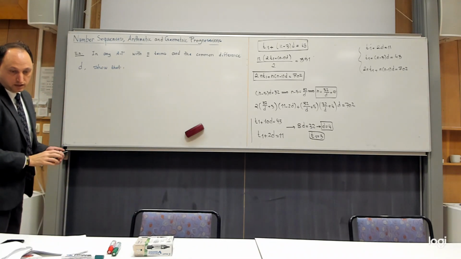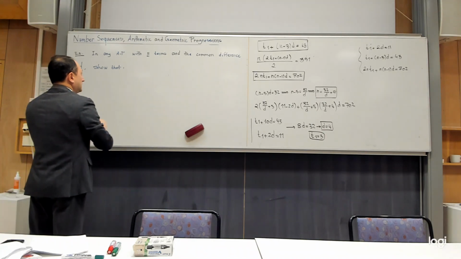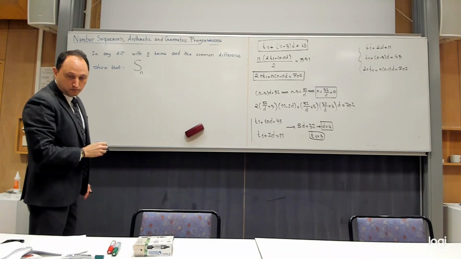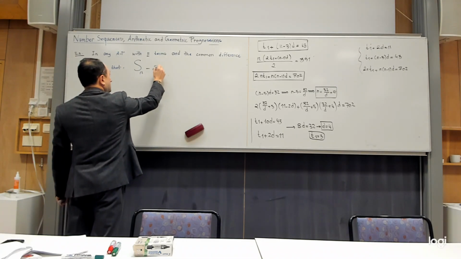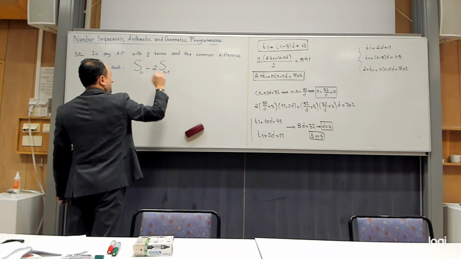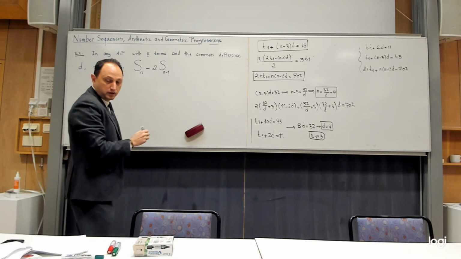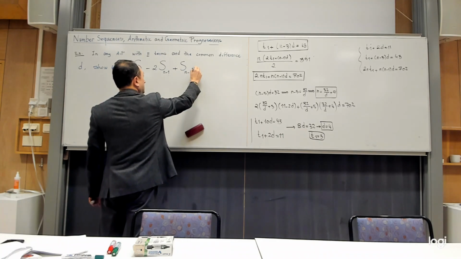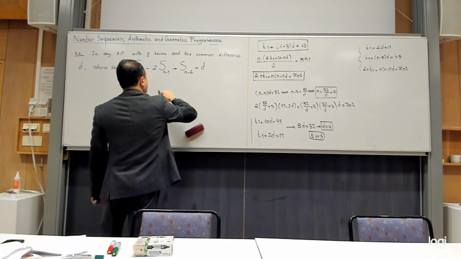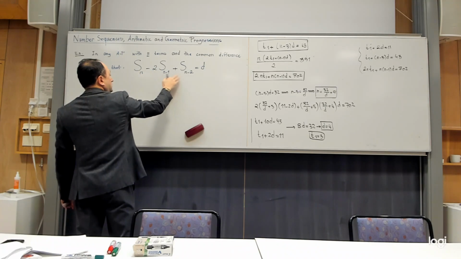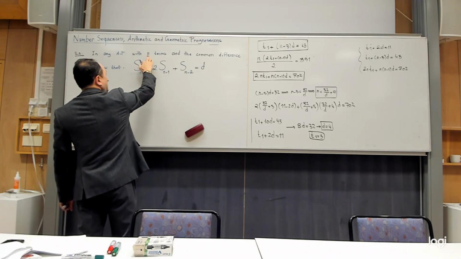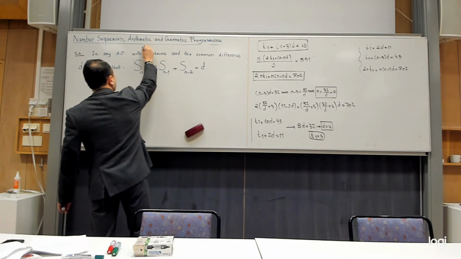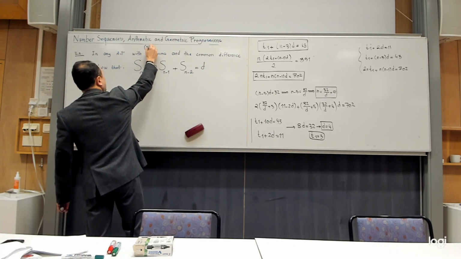So this is written as Sn, the sum of the first n terms, minus 2 times S sub n minus 1, and then plus S sub n minus 2 is equal to the common difference. Of course, for this formula to make sense, the number of terms should be at least 3. Okay, so I would write here n is greater than or equal to 3.